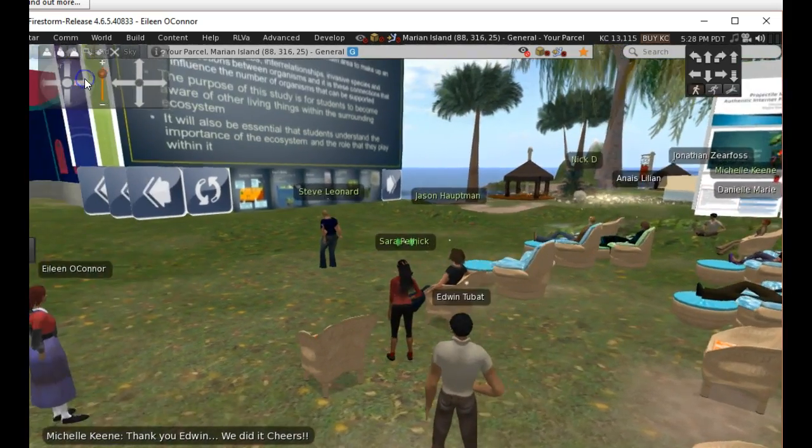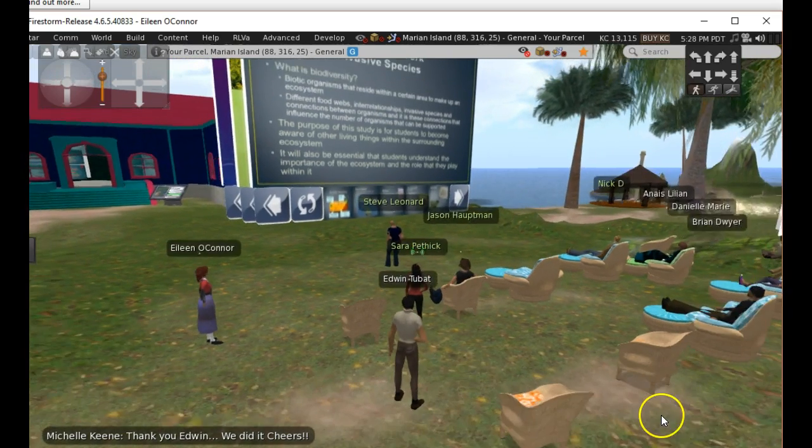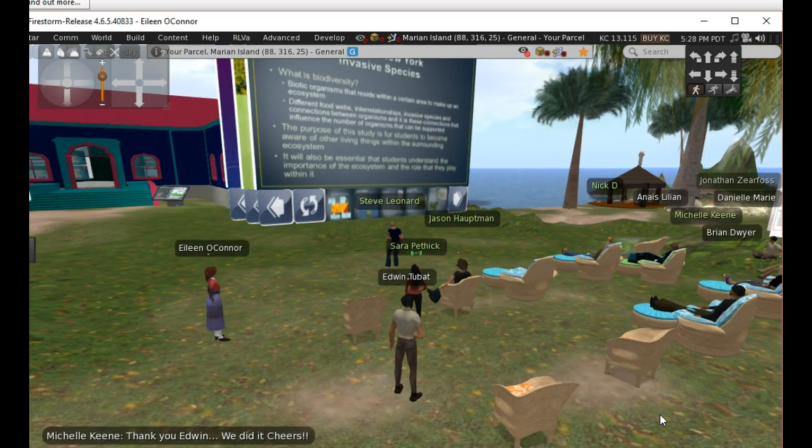The big portion, just like other people have talked about as well, is we're looking at interrelationships, food webs, invasive species, connections between organisms, and how the number of these organisms are going to be influenced based on what's around them that can be supported in an environment.